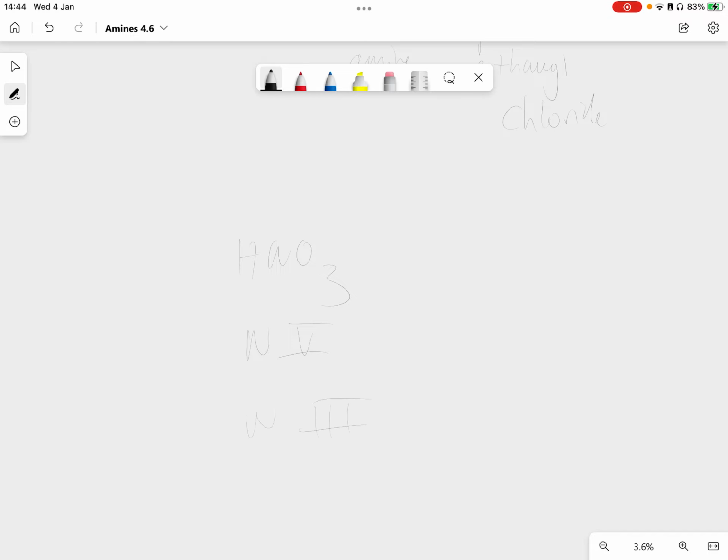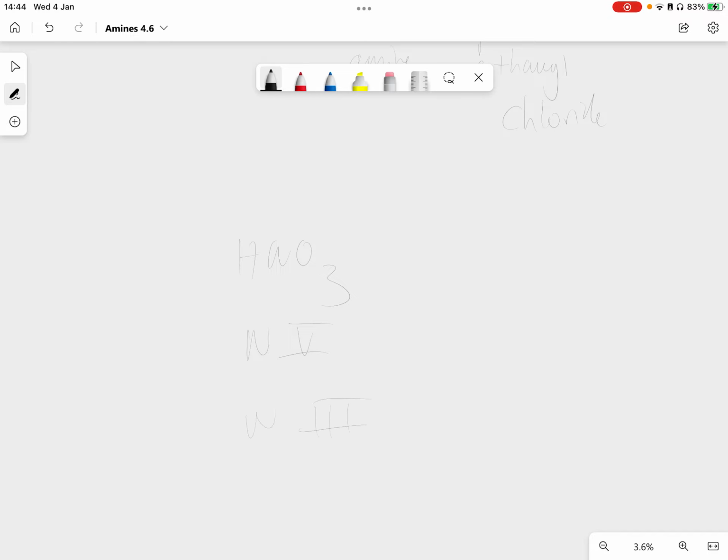Now this is made by reacting NaNO2 with an acid, so HCl. So an aliphatic amine and nitrous acid produces bubbles of N2, and you'll see a coloured gas. We won't see it, but you'll see that gassy kind of sense.